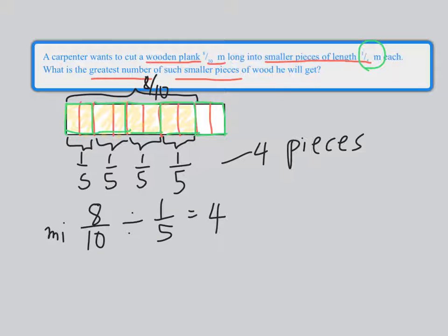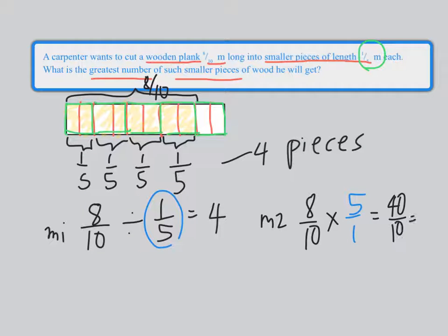Now, we can try to use the reciprocal to confirm our answer. Method 2, we can say that the reciprocal of 1/5 is 5/1. So 8/10, and instead of dividing, we multiply it by the reciprocal, 5/1. You will get 40/10 or 4. So we can say that we will have 4 smaller pieces of wood.